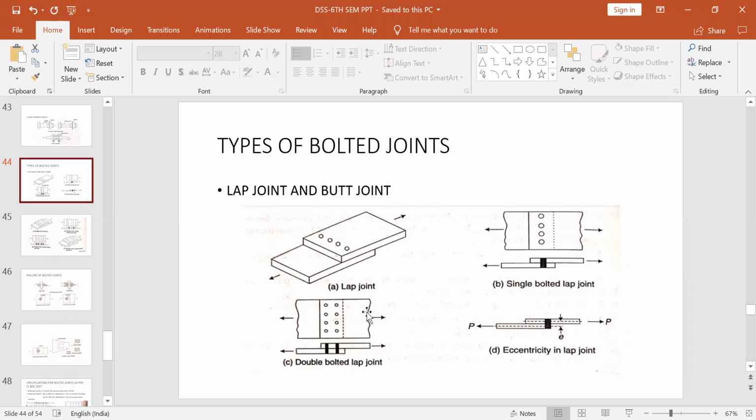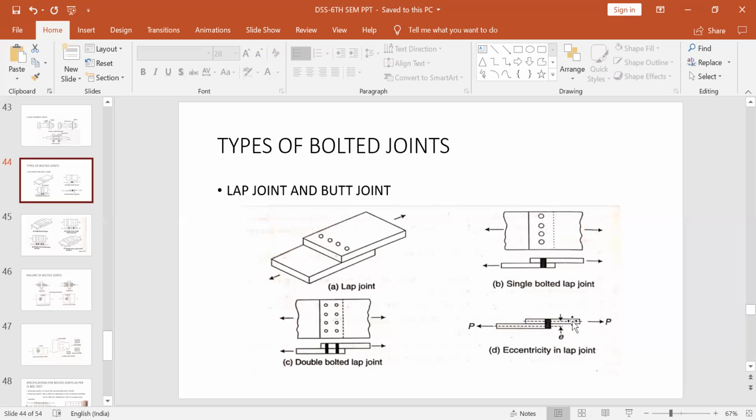Another is the double bolted lap joint, which means there are two lines or two rows of bolting, one here and one here. So this is a double bolted lap joint. Here you have been shown a single bolted lap joint and a double bolted lap joint.